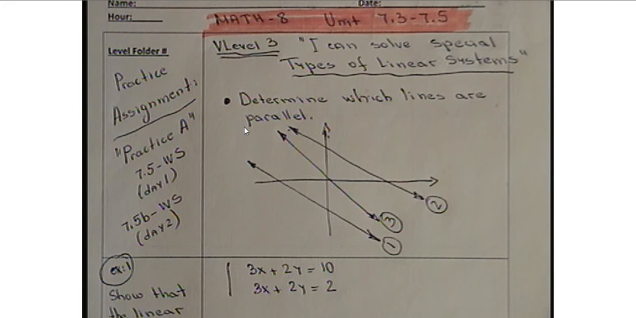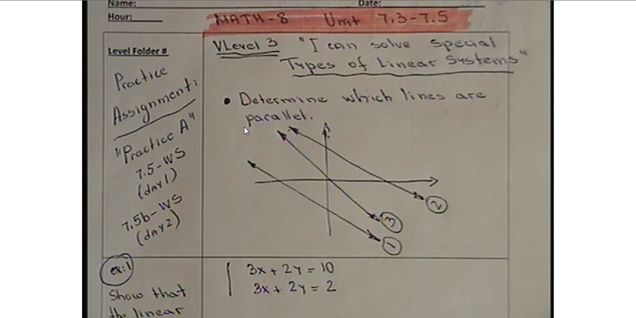Special types of linear systems. On the left it says that you will work on the 7.5 worksheet. We will spend one day on one part of the worksheet and another day on 7.5b.